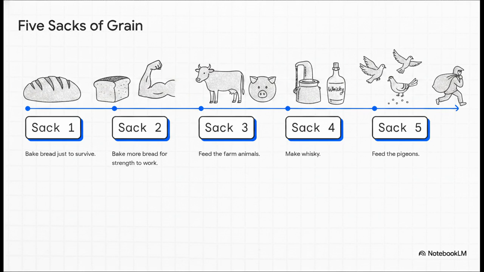Imagine a pioneer farmer who harvests 5 sacks of grain. The first sack, he bakes bread just to survive. The second sack, he bakes more bread to give himself strength to work. The third sack feeds his farm animals. The fourth goes to making whiskey, and the fifth sack, he uses that just to feed the local pigeons. Now, if a thief comes and steals one sack, the farmer doesn't starve to death. He simply stops feeding the pigeons. The value of any given sack of grain isn't based on the survival bread, it's based entirely on that fifth, least important use.